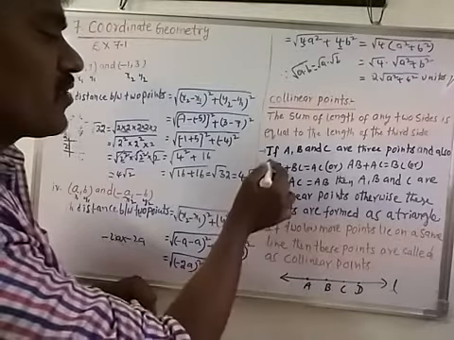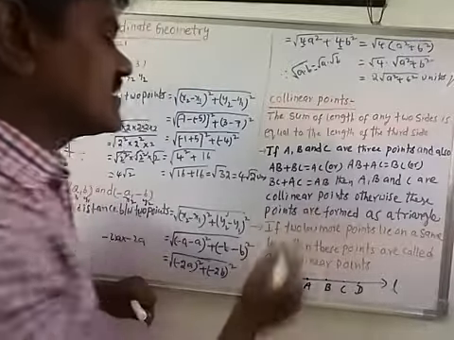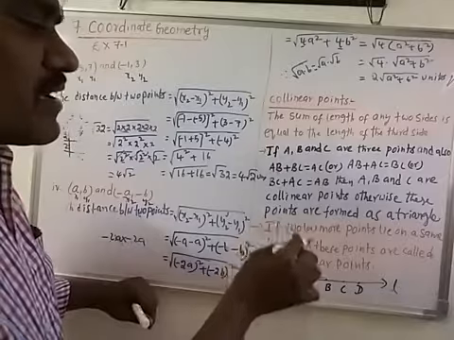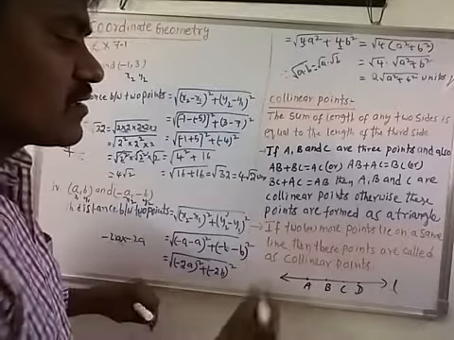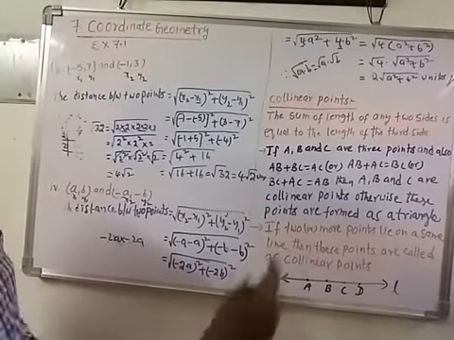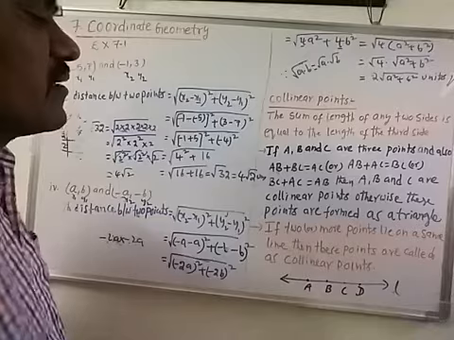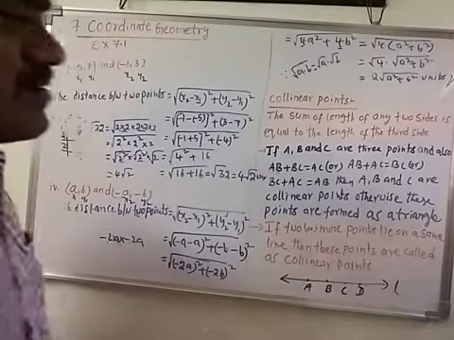So anyone following in these 3 cases, then A, B and C we call collinear points. Otherwise the points are formed as a triangle and they are not equal, then ABC form a triangle.